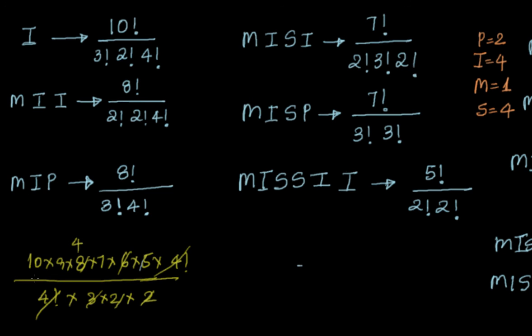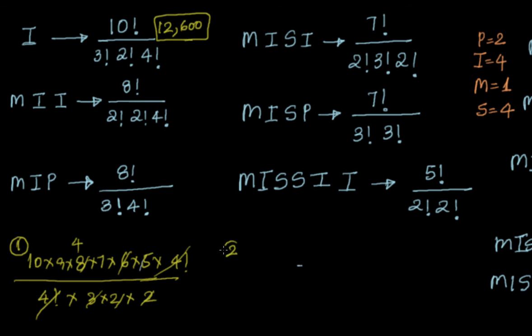I'll do this multiplication. 10 9s are 90. 90 4s are 360. 360 into 7 is 2520. 2520 into 5 is 12,600. So this value is equal to 12,600. Now let's go to the next one. That's about the first value we got.